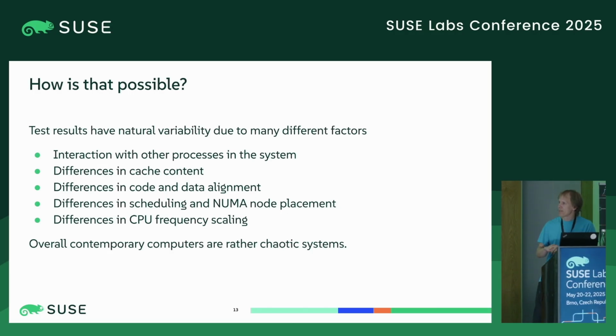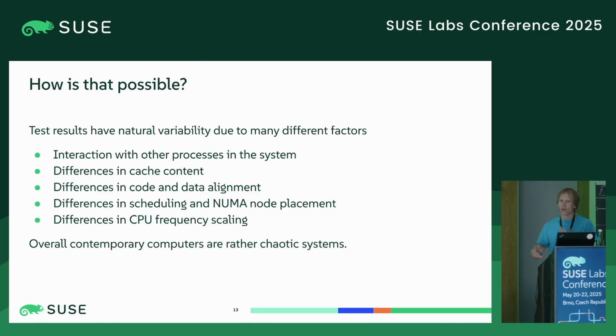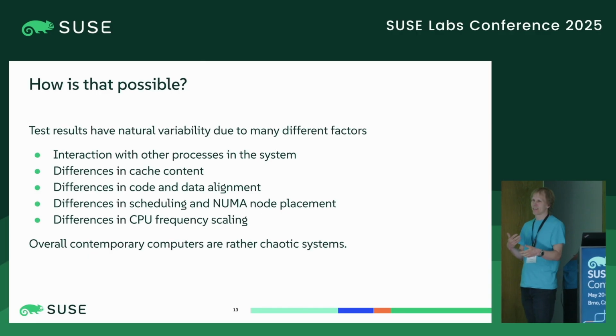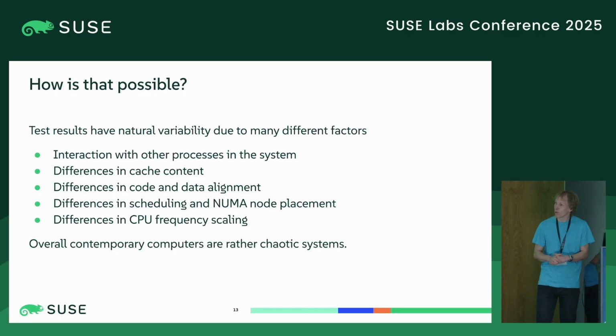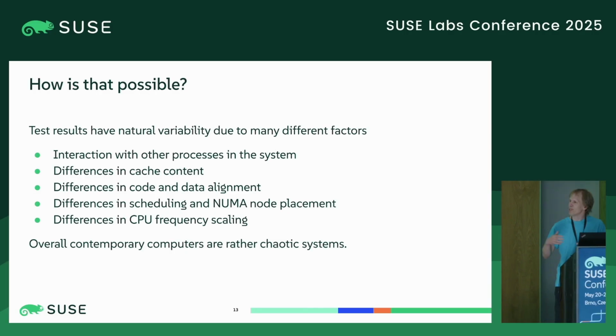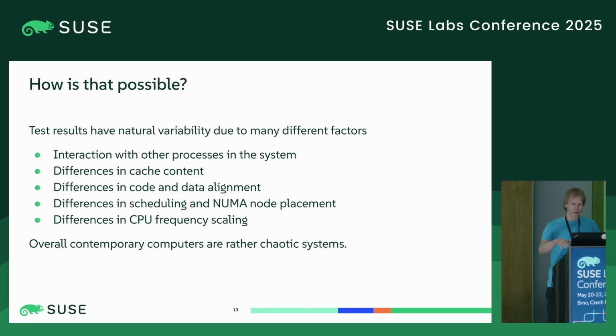Similarly with ACPI sleep states, if the CPU decides to idle, then it takes some time to wake up from this idle state, which again influences your performance numbers. So overall, contemporary computers are rather chaotic systems. There is a lot of stuff happening, you don't have control over a lot of it, and a small change in the initial conditions actually has a relatively large impact on the resulting performance numbers.